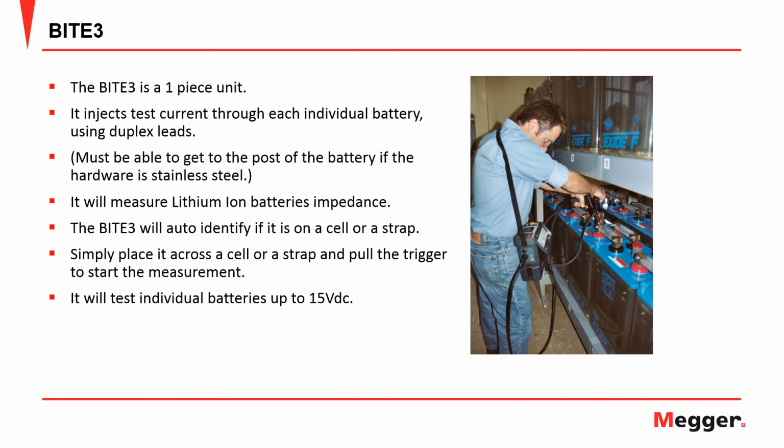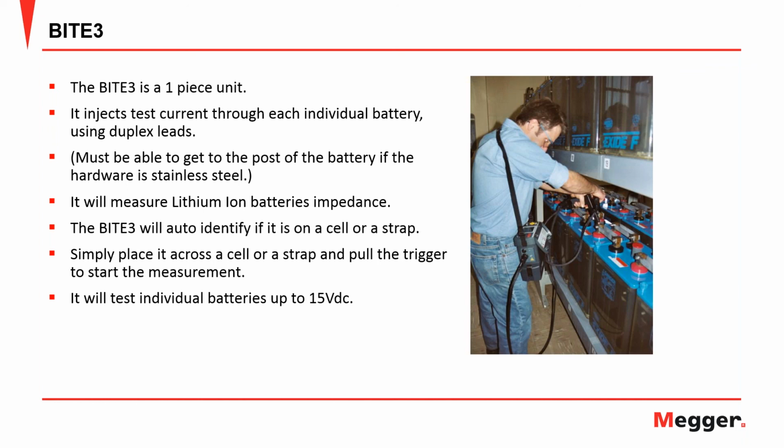The byte 3 will auto-identify if it's on a cell or a strap, so you really don't have any programming to do. You literally put it on a cell, it goes at cell 1 and measures it. Then you go to a strap, it says that's a strap, that's strap 1A. Go to another strap, that's strap 1B. There's a cell, that's cell 2. So it automatically does it.